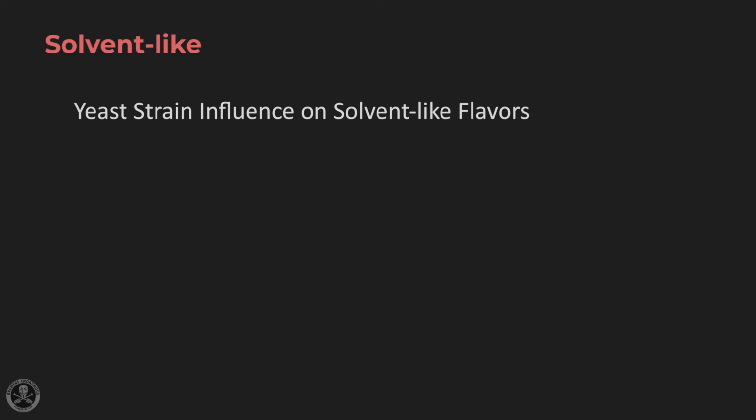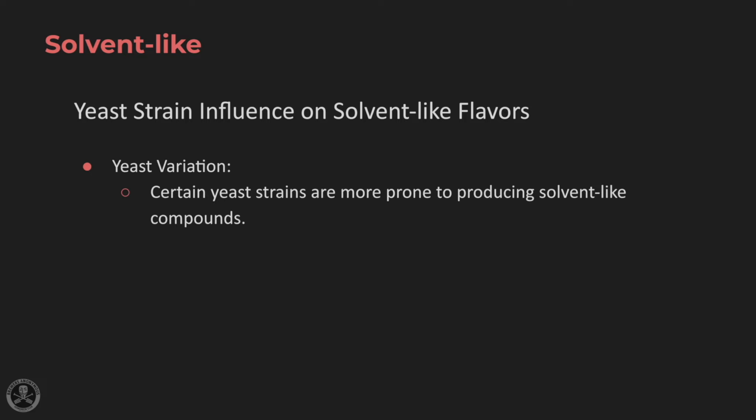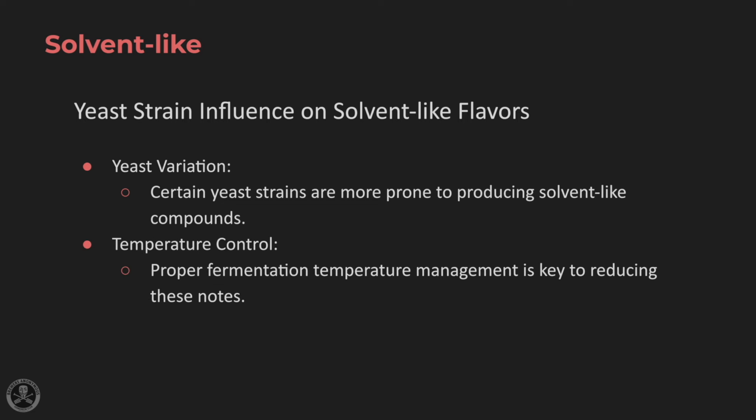Yeast strains can play an influence on the production of solvent-like flavors. Certain yeast strains are more prone to producing solvent-like compounds. To combat this, we need proper fermentation control to keep the temperature from rising and fluctuating to reduce this character.